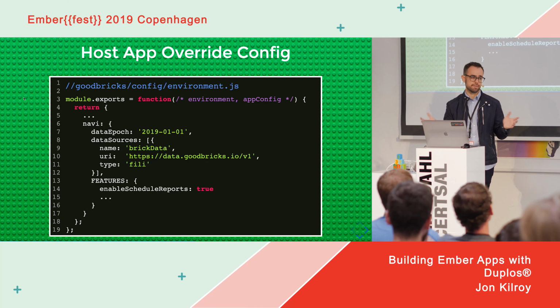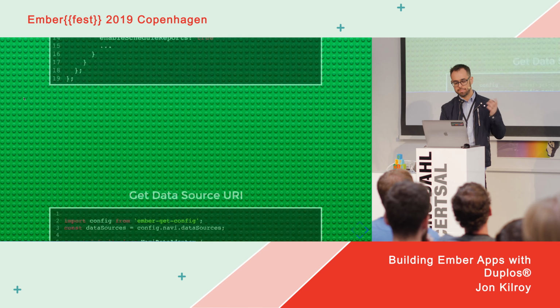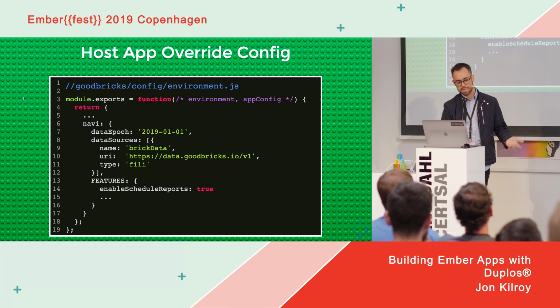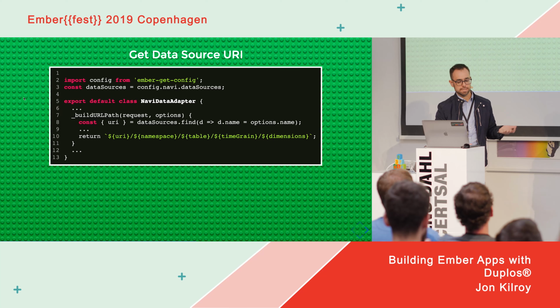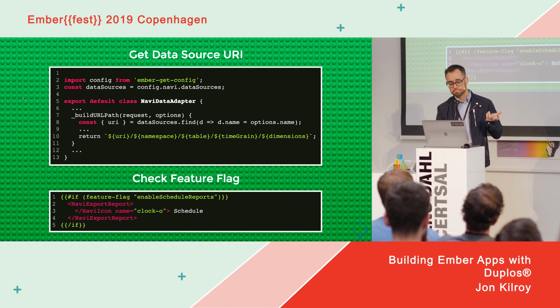All right, so now we're going to configure our app. We're going to tell it about our API, and we're going to turn on a feature flag. And now Nobby can use this config object when it wants to make fetch requests and when it needs to make decisions whether or not to enable a feature.